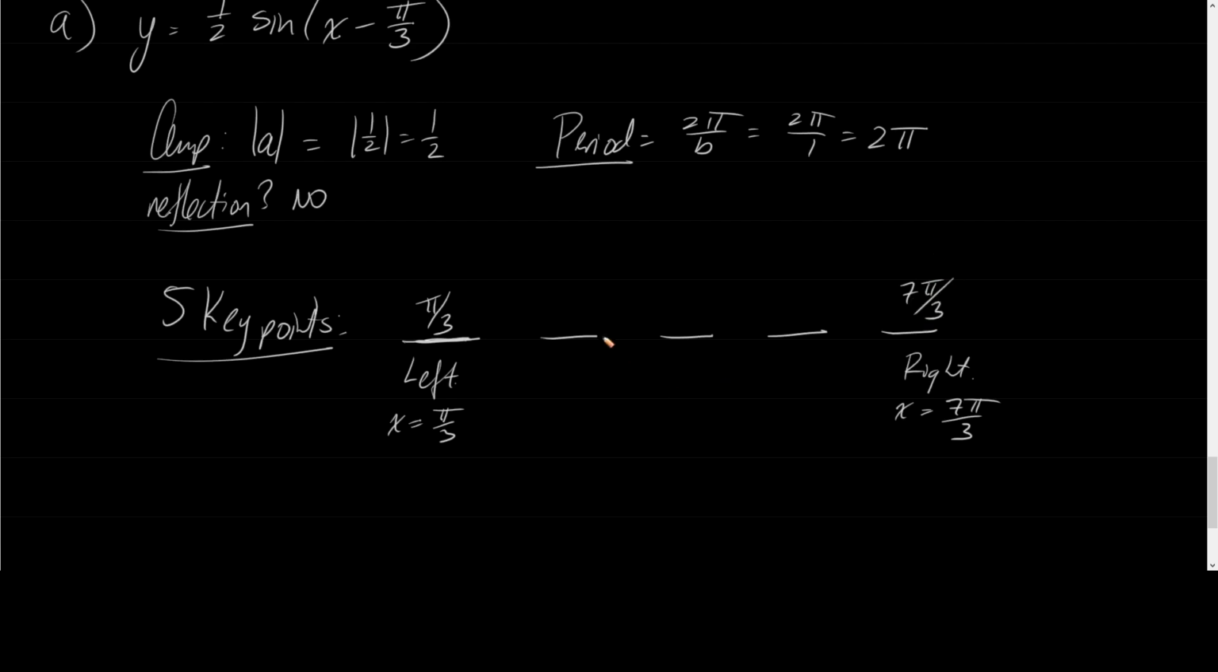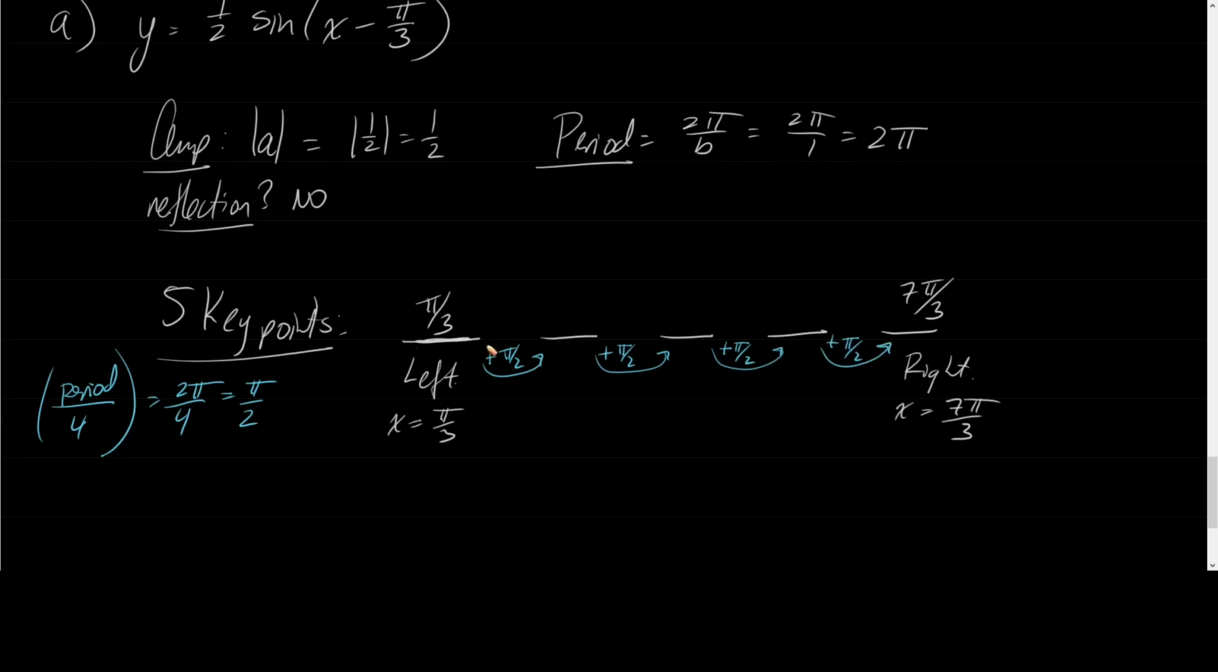Now, to figure out what these other 3 points are, with the 5 key points, we're going to do some side work. We're going to take the period and divide it by 4, all right? And what was the period? The period was 2 pi. So we're going to take 2 pi and divide it by 4, which is equal to pi over 2. To go from one key point to the next, we're going to add pi over 2 every single time. All right, we're going to add pi over 2. And we should get from the left endpoint to our right endpoint by just being able to add pi over 2 over and over again.